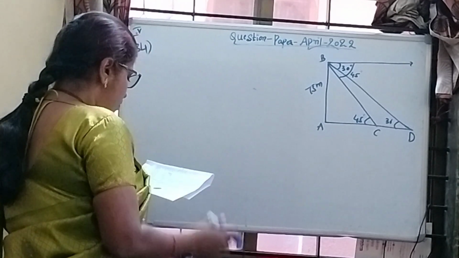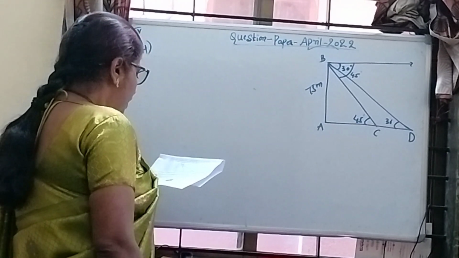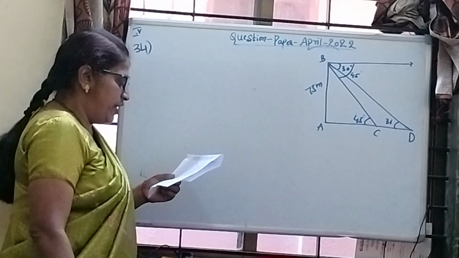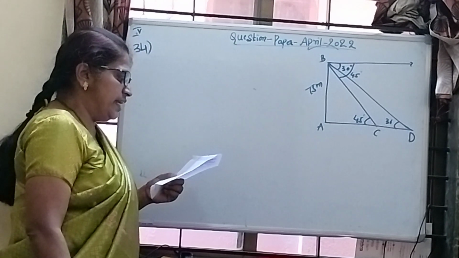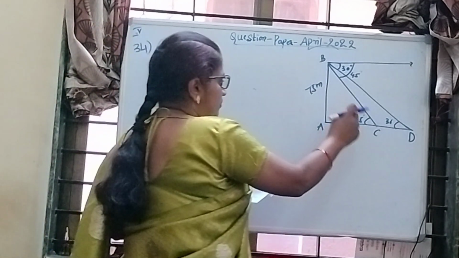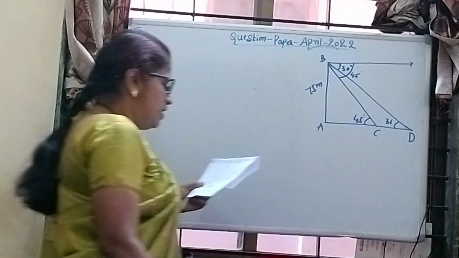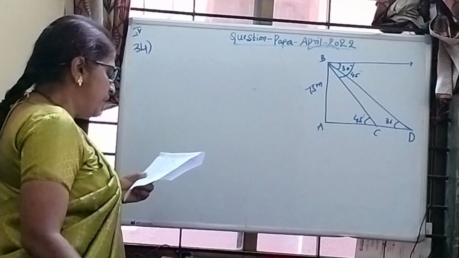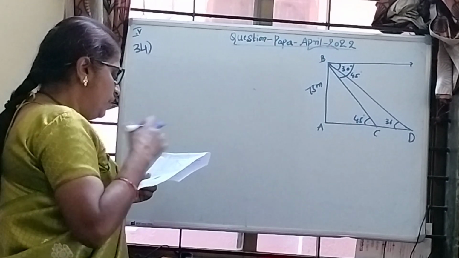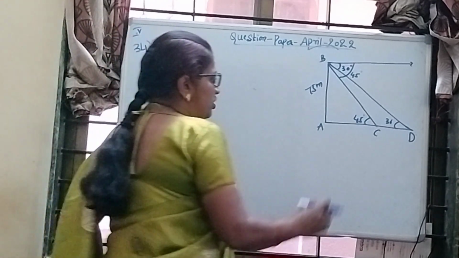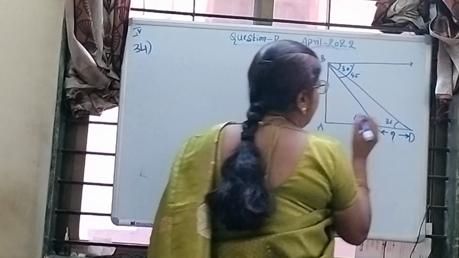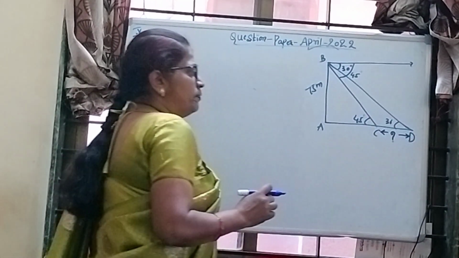So now the question is, the angles of depression of two ships are 30 degrees and 45 degrees. If one ship is exactly behind the other on the same side of the lighthouse, then find the distance between the two ships. We need to find the length of CD, the distance between the two ships.